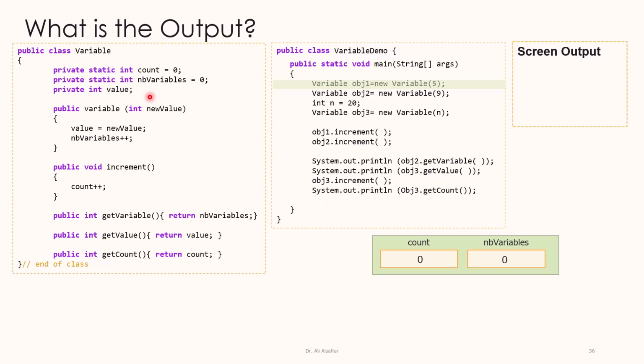Another example on how to find the output of a program that involves objects and classes. Let us have a quick look into the class definition. The class name is variable. It has three data members.